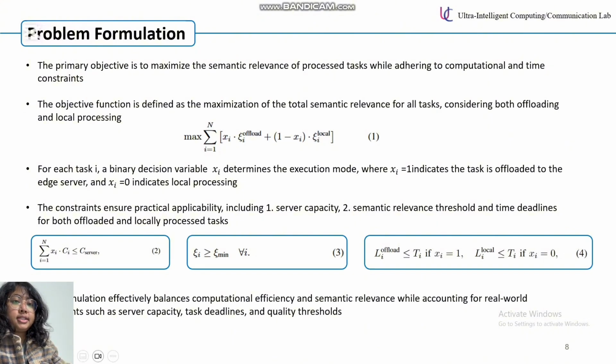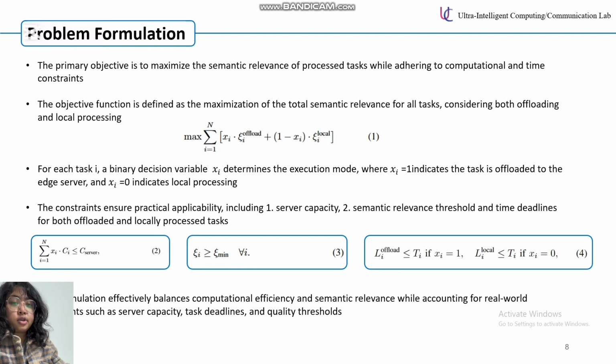For each task i, the binary decision variable x_i determines the execution mode: whether to offload or to execute locally. In this case, x_i = 1 indicates the task is offloaded to the server, and x_i = 0 indicates local processing.